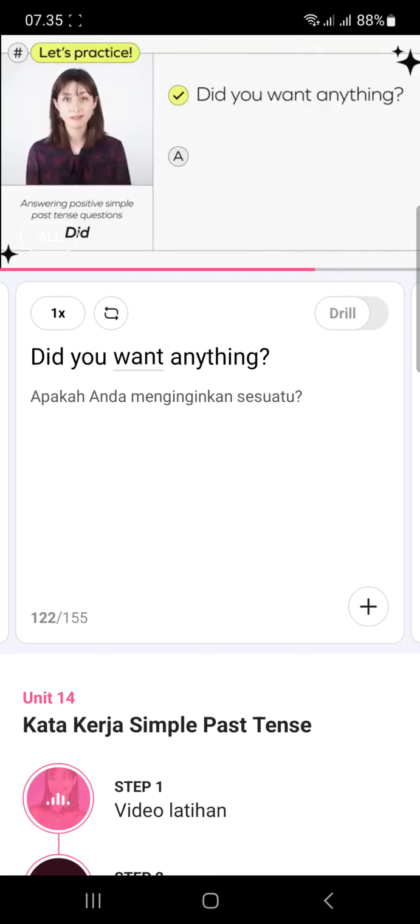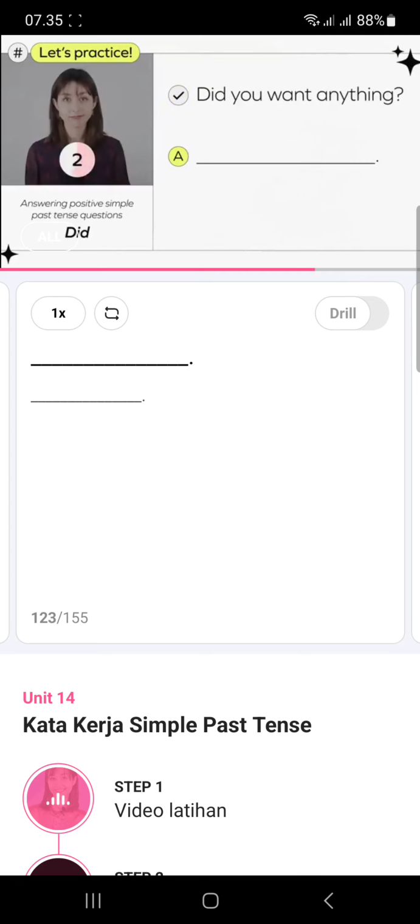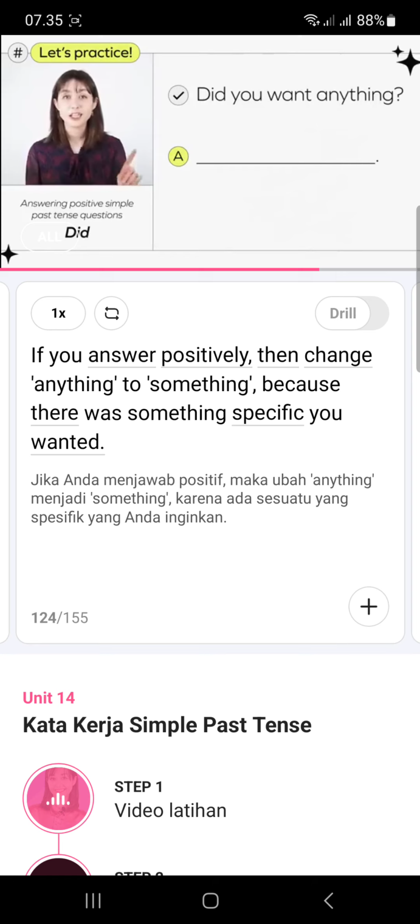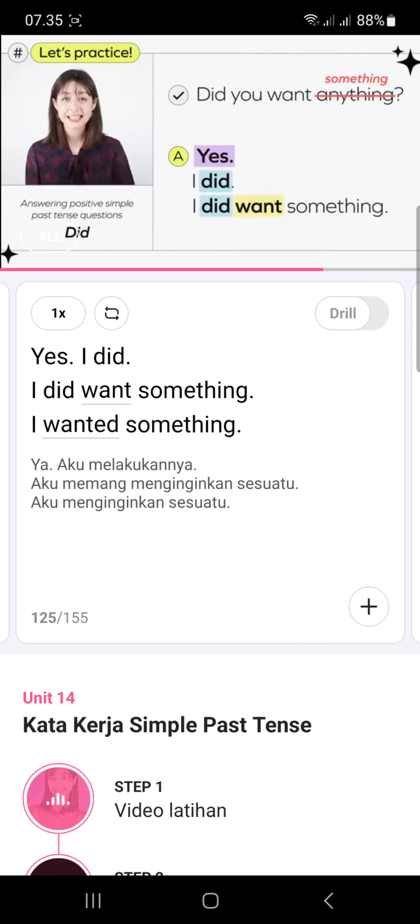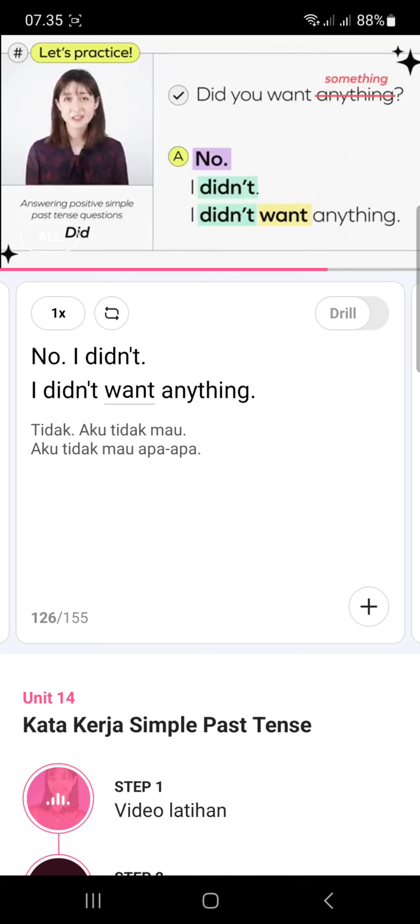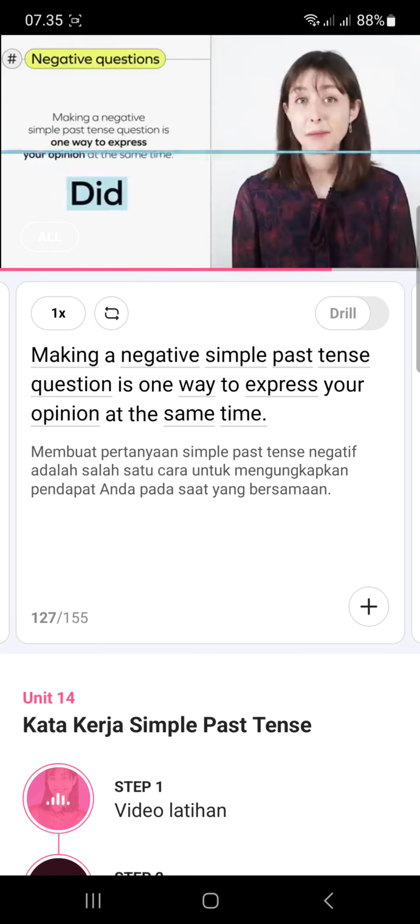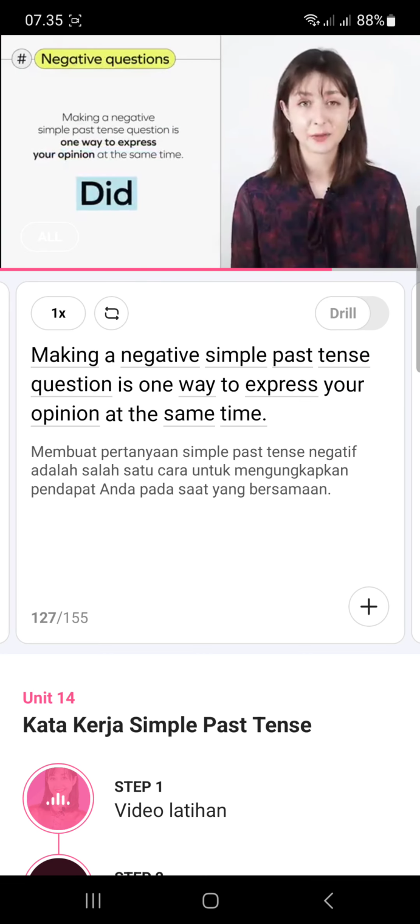Did you want anything? If you answer positively, then change anything to something because there was something specific you wanted. Yes, I did. I did want something. I wanted something. Or, no, I didn't. I didn't want anything.